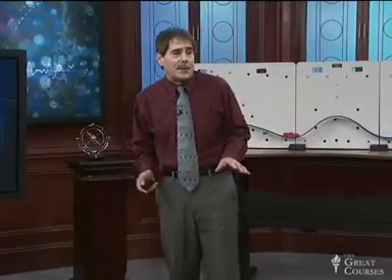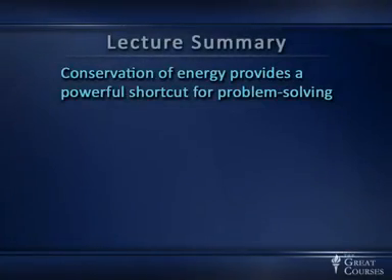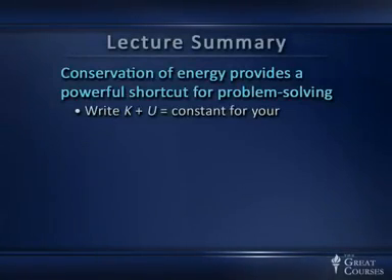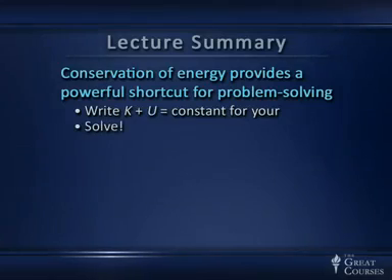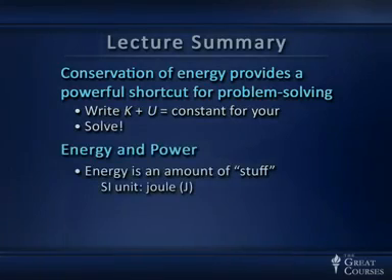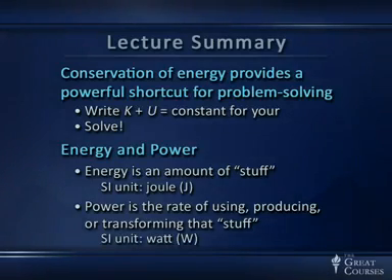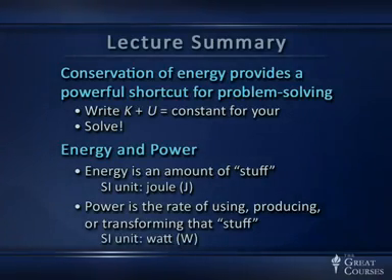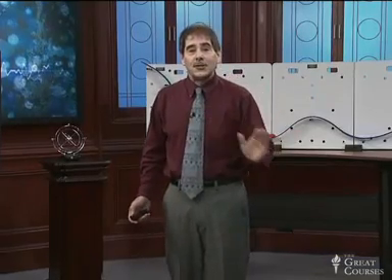So we've seen a lot now in this lecture about energy and power. Let me end with a quick summary here. Conservation of energy, as we've seen, provides a powerful shortcut for problem solving. We simply write that K plus U, kinetic plus potential energy, is constant for the situation we're dealing with, and we solve. And then we've dealt with energy and power. Energy being amount of stuff, its SI unit being the joule. Power being the rate of using, producing, or transforming that stuff. Its unit is the watt, equal to the joule per second. Please don't confuse the two. You'll be real smart about energy and power if you don't. Okay, if you don't like a lot of math, you're done.